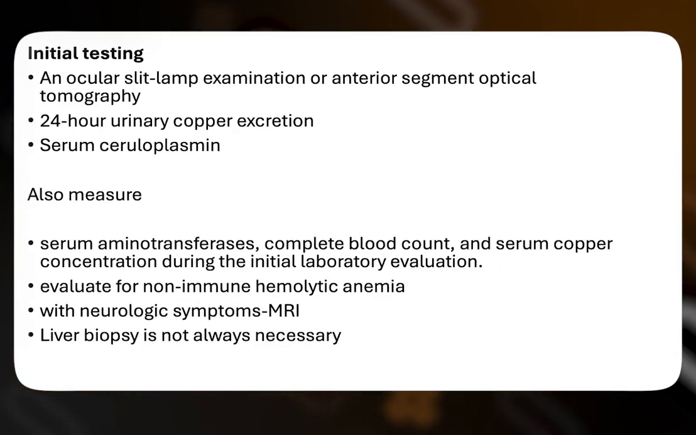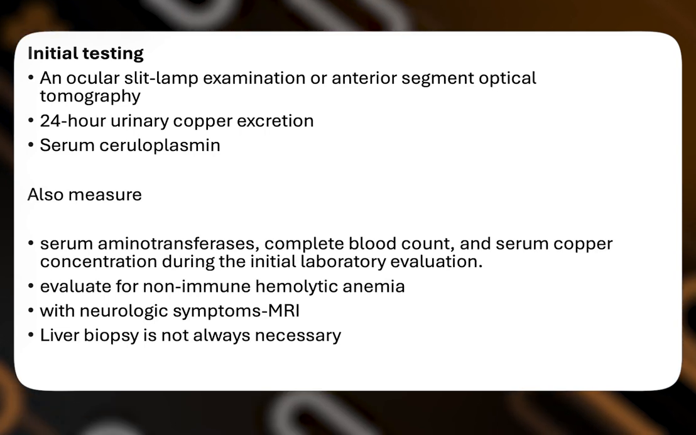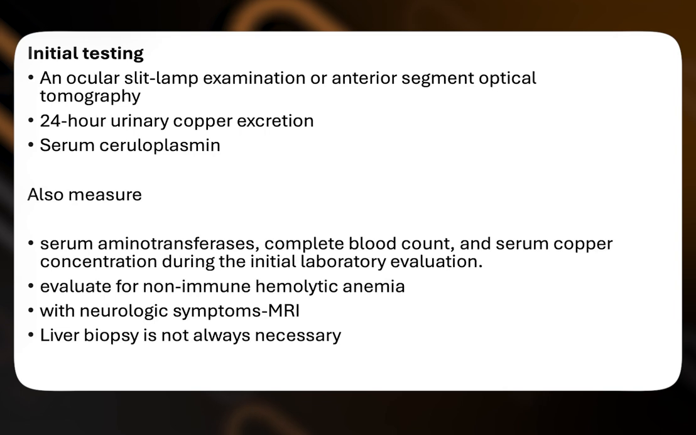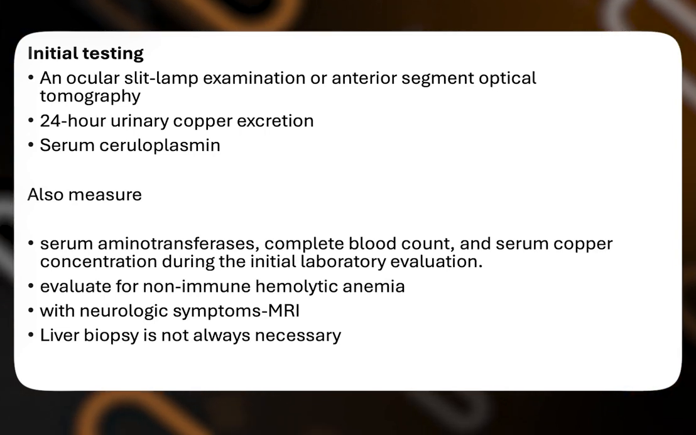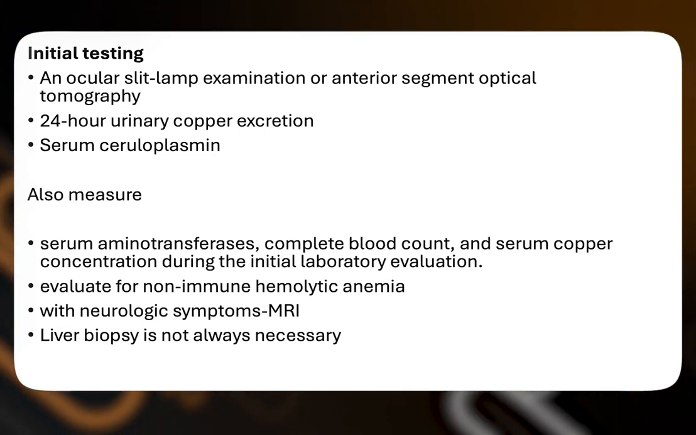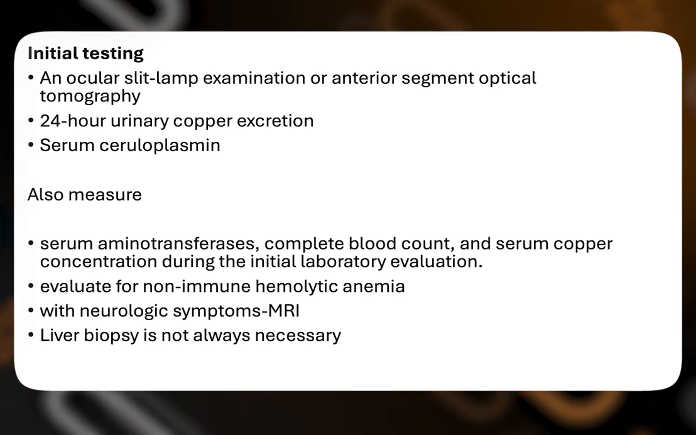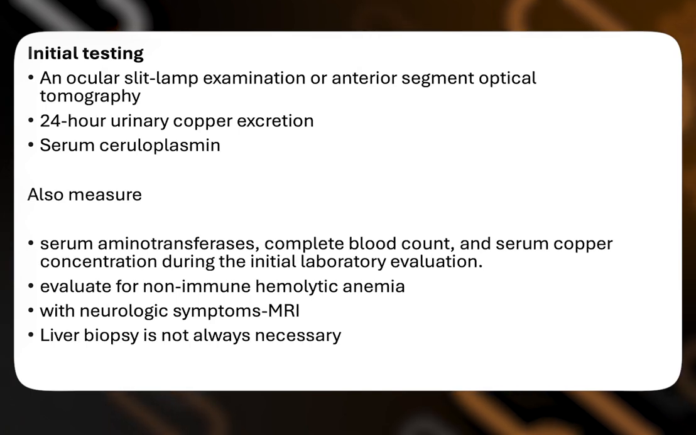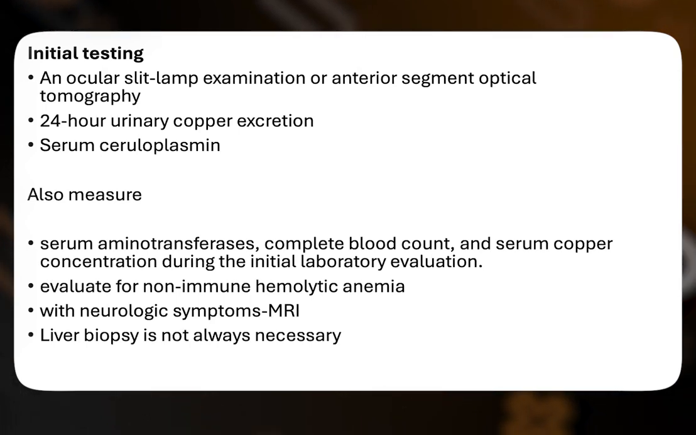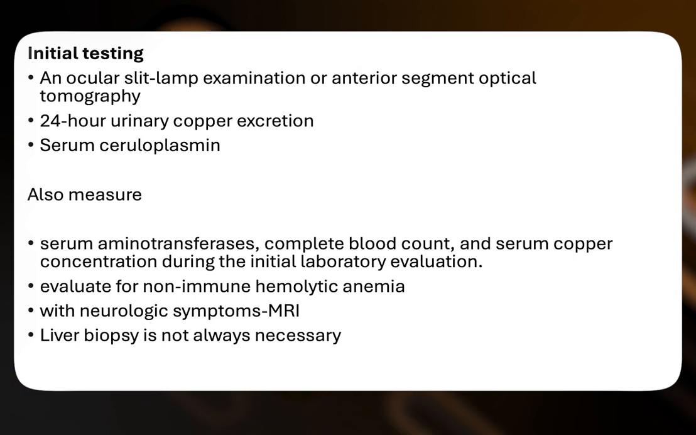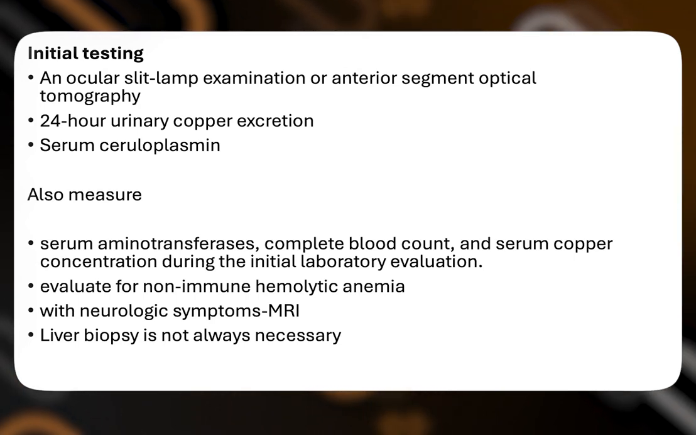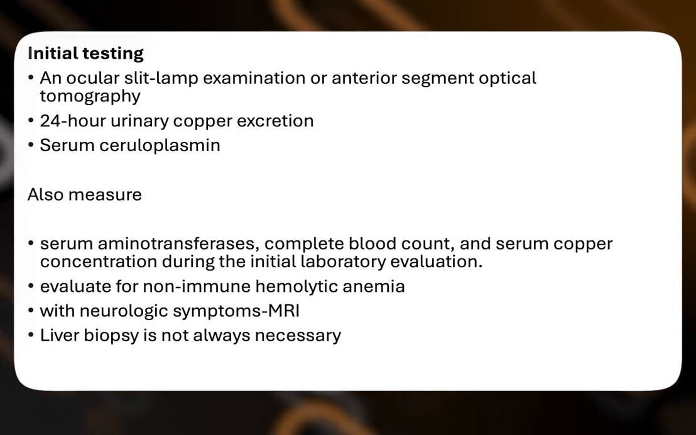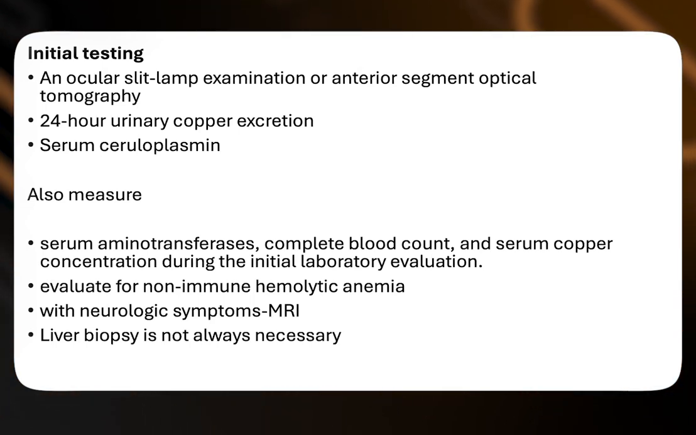What we do is initial testing. There are 3 tests that must be done. Ocular slit lamp examination, as we discussed; it is not visible to the naked eye, so you need a slit lamp examination for the KF ring. Then the 2 most common and most important tests are 24-hour urinary copper excretion and serum ceruloplasmin. As the copper is in excess in the blood, it gets filtered by the kidney, so 24-hour urinary copper excretion will be more, and ceruloplasmin will be low. Alongside, you will of course evaluate other organ functions, liver functions.